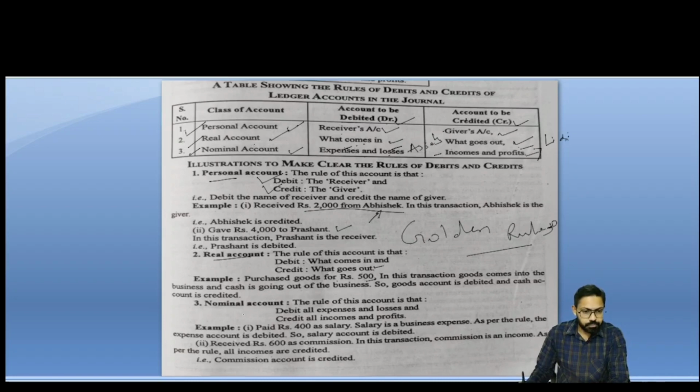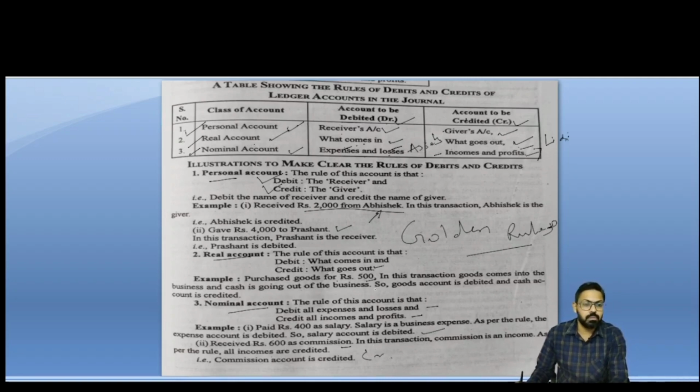Okay, now nominal account. We know all expenses, losses and assets are debited, all income, profit and liabilities are credited. So if you are paying rupees 400 as salary to your employees, it will be an expense for you. So expenses are debited, that means salary will be debited. Now received 600 as commission. You are actually receiving cash and commission will be income for you. Got it? So what is the rule? Income is always credited. So commission will be credited.